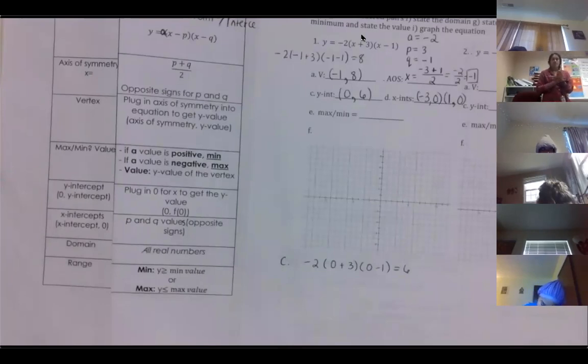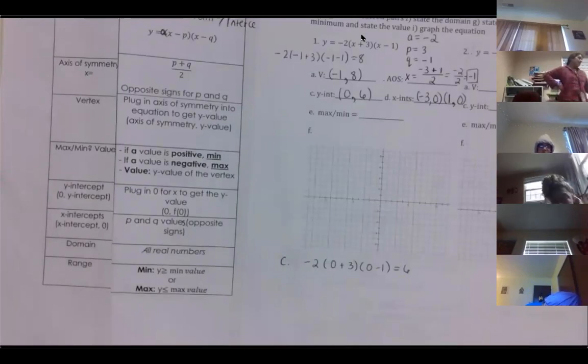So there are 2 answers for that? There's going to be 2 x-intercepts, yes, for the most part. I'm trying to think if there would be an example. Unless your vertex is on the x-axis, you're always going to have 2. But I don't think you're going to see any examples like that. Any other questions?